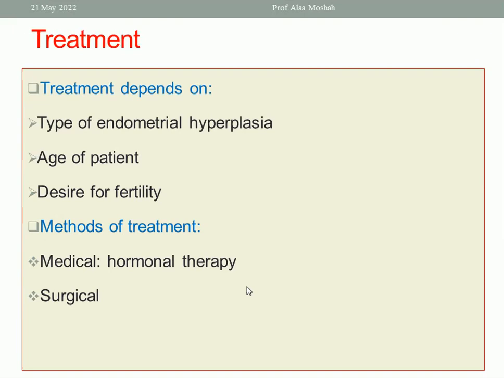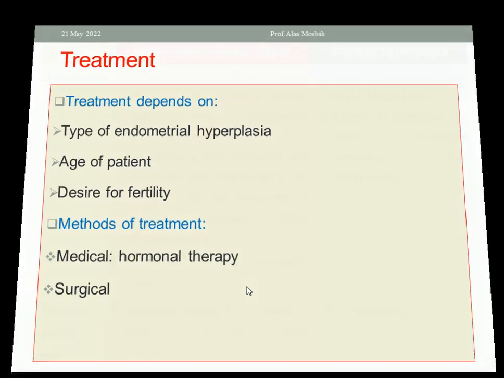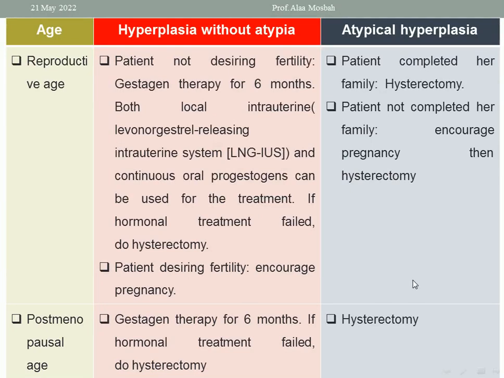Treatment depends on the type of endometrial hyperplasia, the age of the patient, and desire for fertility. The method of treatment may be medical or surgical. Okay, let us go to the treatment and look at this table, please. Here is the age, in reproductive age or in postmenopause age, and here is hyperplasia without atypia or atypical hyperplasia. So how to deal with the woman in reproductive age with hyperplasia without atypia?